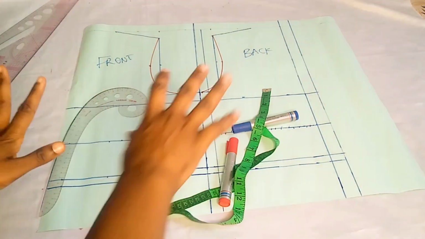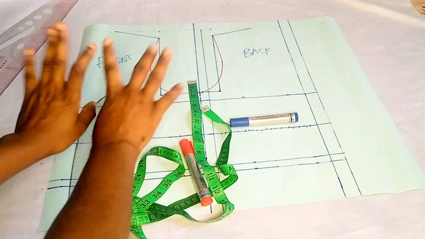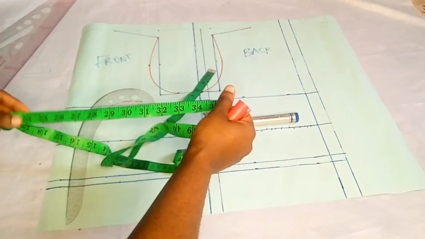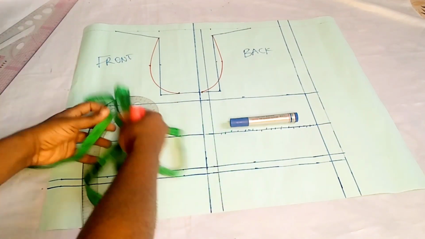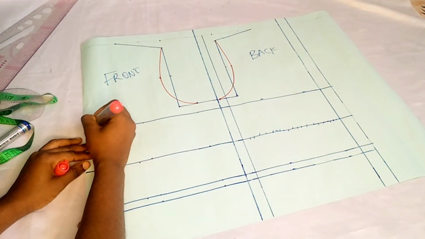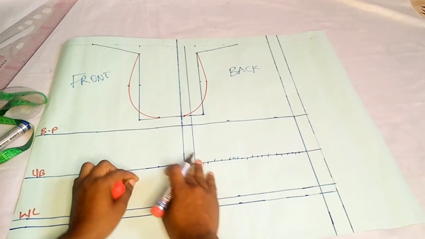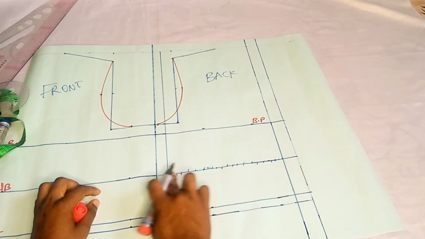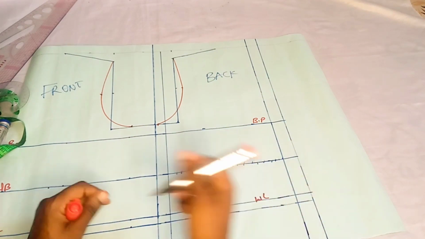So for us to get started, we'll be needing our front and back basic bodice block. As you can see on the screen, I have my front drafted with my neckline, shoulder and armhole, and I've drawn some lines and I'm going to be labeling them. So you'll be needing your bust point line, under bust line and waistline. For the back, you'll be needing the bust point line. We will not be needing the under bust line, so that line was a mistake. And then we'll also be needing the waistline.